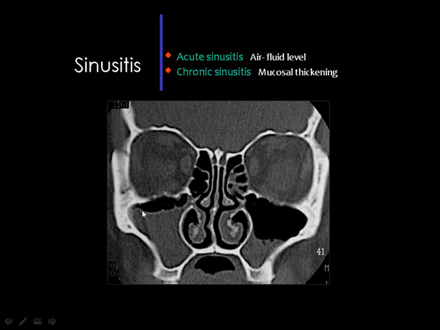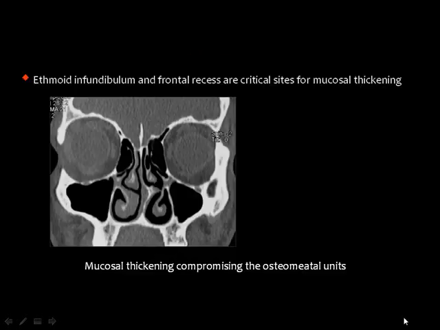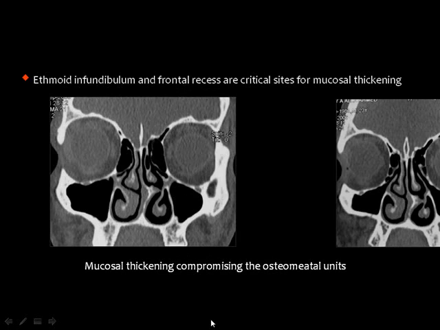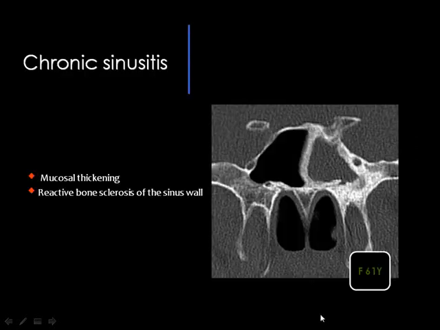If we have air fluid levels, we assume that we are dealing with acute sinusitis, but if we have concentric mucosal thickening, we assume that we are dealing with chronic sinusitis. Then one of the important sites for mucosal thickening is the region of the osteomeatal complex. And you can see here, in spite of the presence of some mucosal thickening, the sinus is still clear because the rest of the osteomeatal unit is still patent.